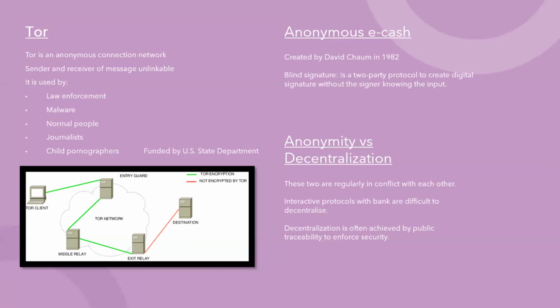If we try to decentralize, then we must keep some sort of mechanism to trace transactions and prevent double spending. This public traceability of transactions is a threat to anonymity. Also, in simpler terms, interactive protocols with a bank are difficult to decentralize. Decentralization is often achieved by public traceability to enforce security.